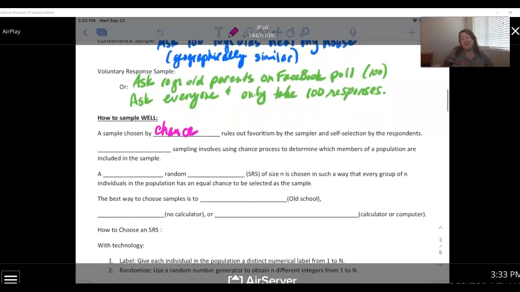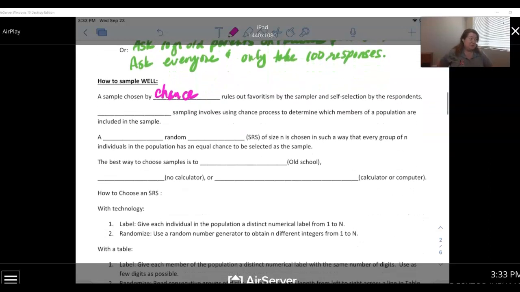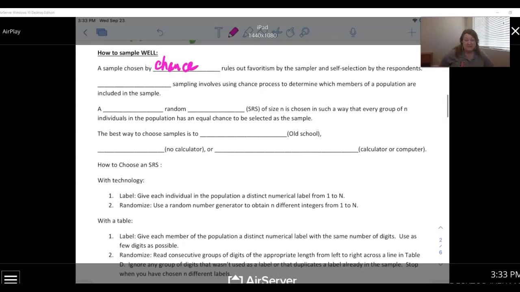Maybe I'm only picking cute 10-year-olds, right? Or maybe I'm only picking the slowest 10-year-olds that I can catch, right? If I leave it up to pure chance, chance is a better indicator of making sure that I get a good mix of different things. It's not a guarantee, right? Nothing is guaranteed in probability, but it gives me the best chance, all right?